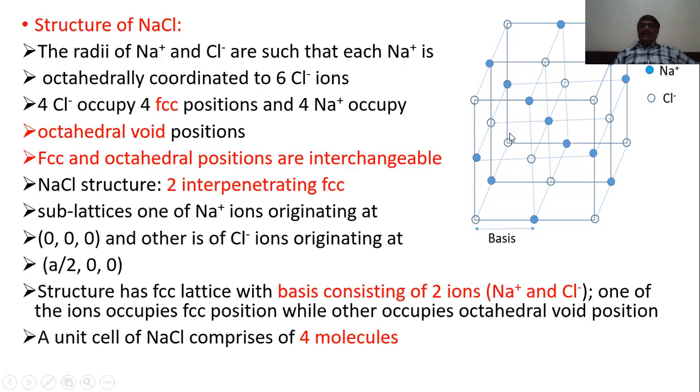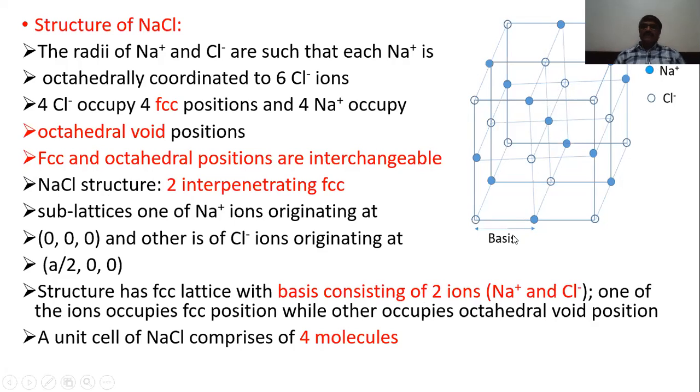Now, an important thing is that if you look at the next layer, you will find that the octahedral void positions of the sodium ions are interchanged by the chlorine ions, and the FCC positions of Cl minus ions are now replaced by the sodium ions. That means the FCC and octahedral positions are interchangeable. In this way, the NaCl structure consists of two FCC lattices, one of Na plus and the other of Cl minus, interpenetrating each other. You can observe this by careful observation.